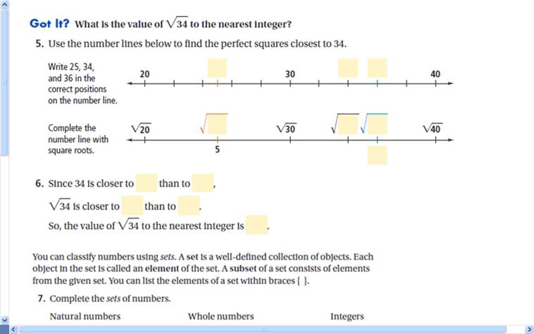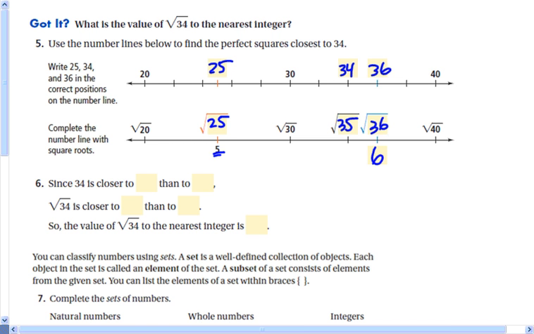So we can use a number line to help us estimate square roots. Right halfway between 20 and 30 is 25, and then if we split this up, we have 34 and 36. And then we can also think of square roots in the same way. We know that the square root of 20 would be smaller than the square root of 25, and we know the square root of 25 is 5. The square root of 35 is less than the square root of 36, which is 6.